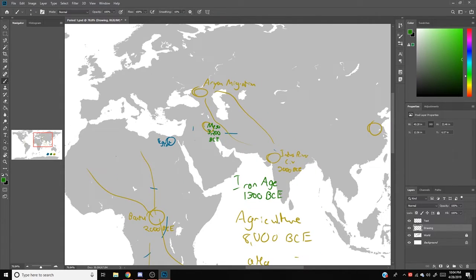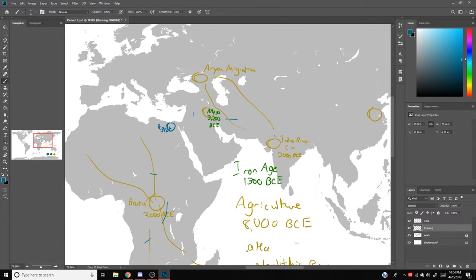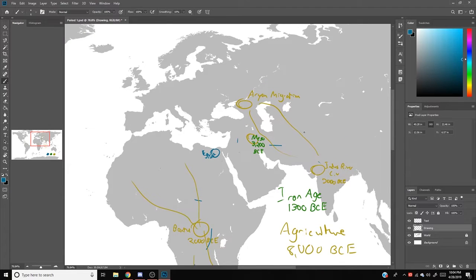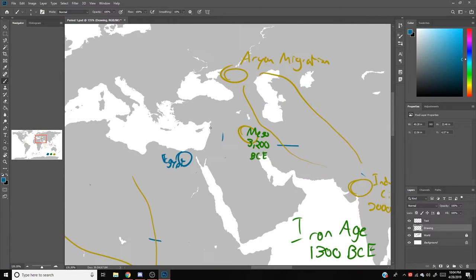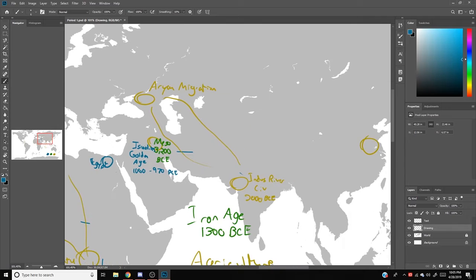Coming up is the Israelites' golden age. If I remember correctly, that's under Solomon and King David and all those guys, and that's just in the Mesopotamian area, really. It's not that important, but definitely something you want to know, because it's the last time the Jews will be safe until their temple is absolutely decimated, and that's from 1000 to 970 BCE. A good old time for the Israelites.